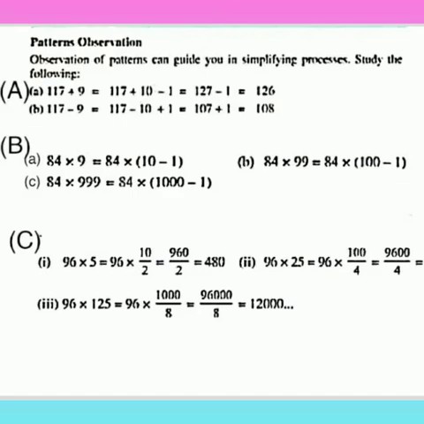Okay, 84 multiplied by 9. 9 we can write as 10 minus 1. That is, and after that you can use distributive property and you can simplify. Okay, in the same way 84 into 99. 99 you can write as 100 minus 1. 999 you can write as 1000 minus 1 and use distributive property. You have learnt in exercise 2.2.